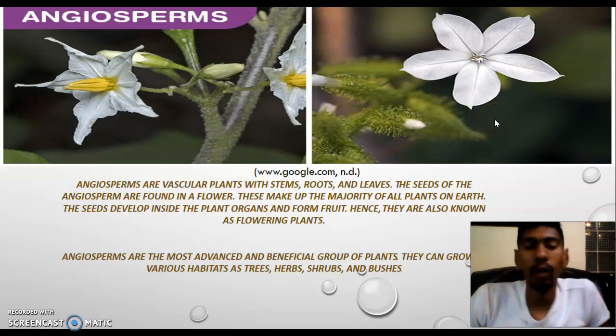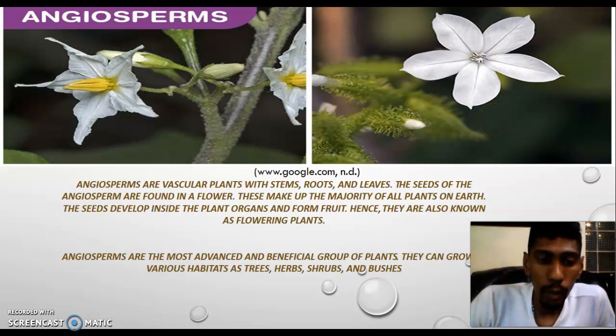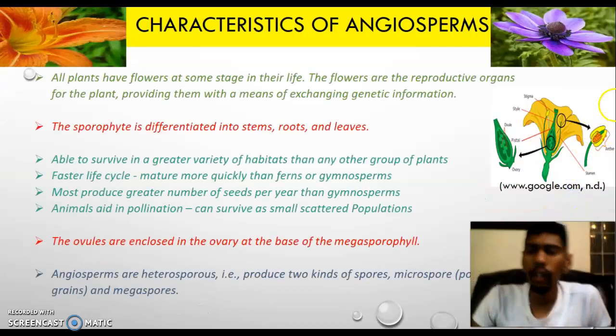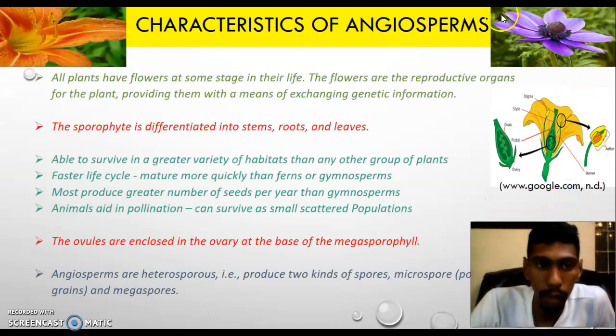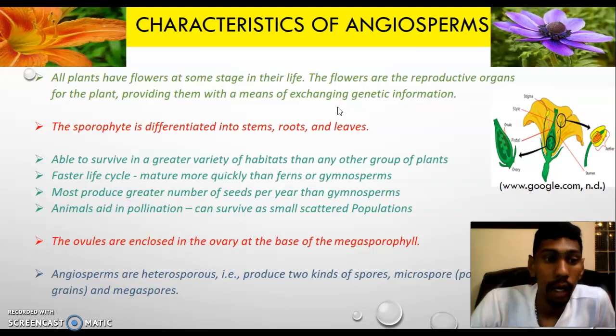So let's first look at what is the angiosperm. Angiosperms are the most advanced and beneficial group of plants. They can grow in various habitats such as trees, herbs, shrubs, and bushes. So let's look at a few characteristics of angiosperms. They are able to survive in a greater variety of habitats than any other plant group. They have a faster life cycle, which means they mature more quickly than ferns and gymnosperms. Most produce a greater number of seeds per year than gymnosperms.